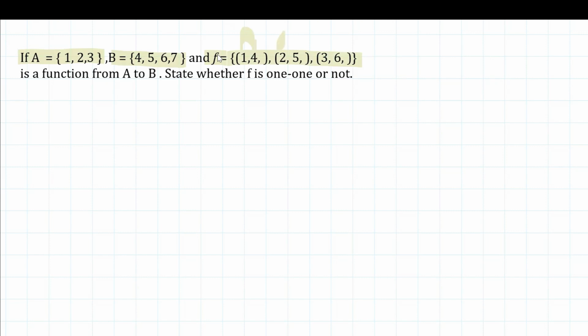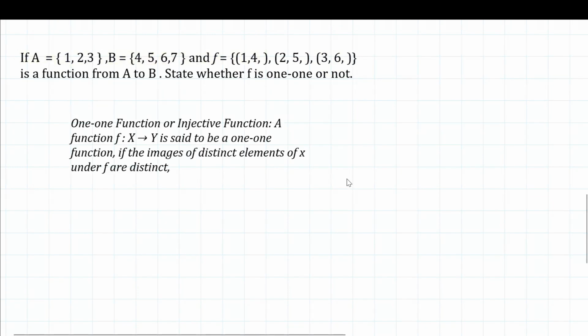That's 1, 4, 2, 5, and 3, 6. Now we have to check whether this function from A to B is 1-1 or not. Just 1-1. We don't have to check for onto.